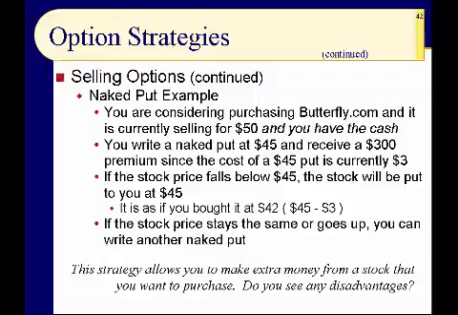Now, this allows you to make extra money from a stock that you plan or want to purchase. Now, what are the disadvantages? If it plummets down to $5 or $10, oh well, you've got to buy it from this guy at $45. And he gets to buy it at $3 or $5 if he exercises the option.